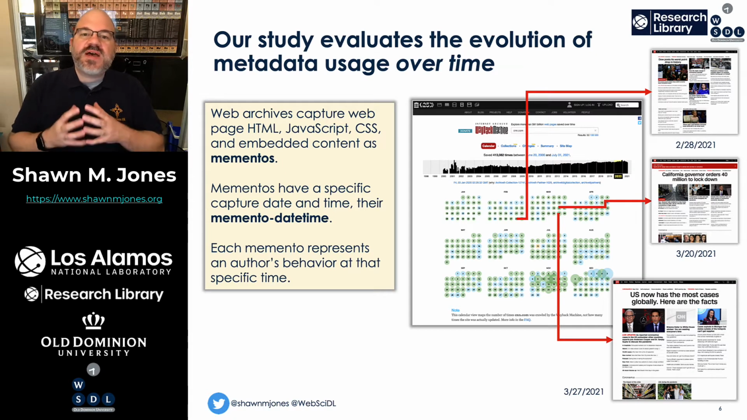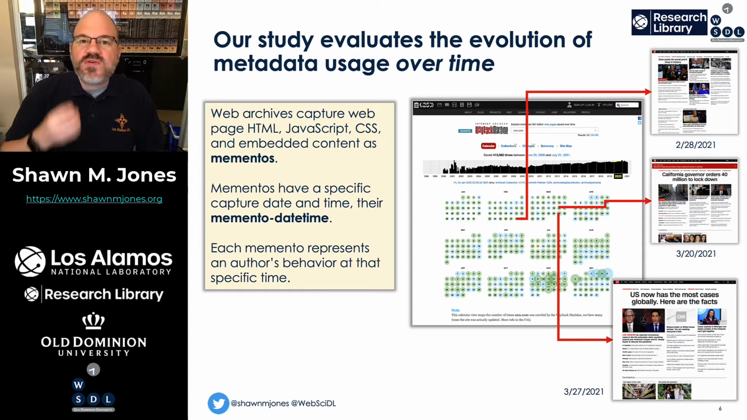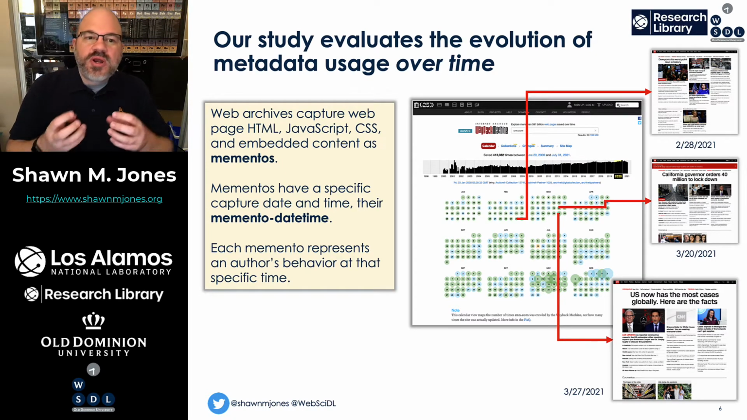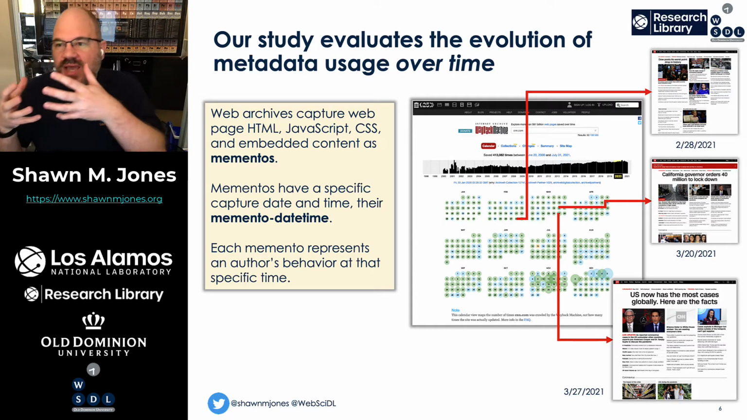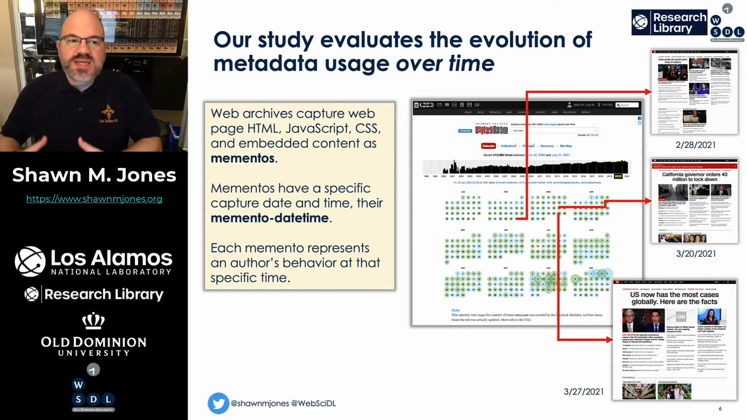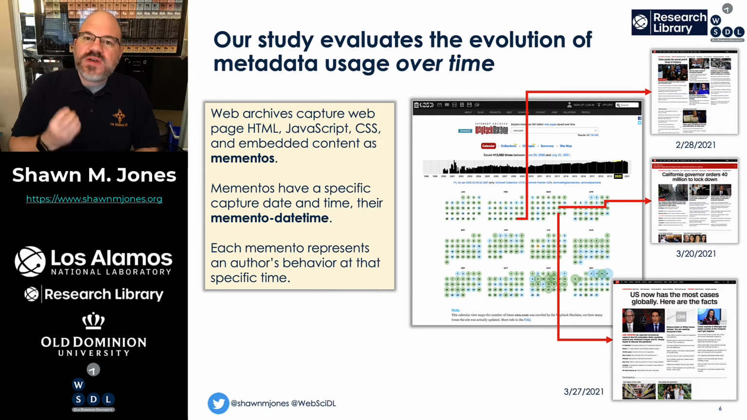Now, our study evaluates the evolution of metadata usage over time. Web archives capture web pages, HTML, JavaScript, CSS, and embedded content as mementos, so we can see exactly what the code looked like at a particular date in the past. And thus, each memento is captured at a particular date and time, its memento datetime. Each memento represents an author's behavior at that particular time, and thus we can perform this analysis.